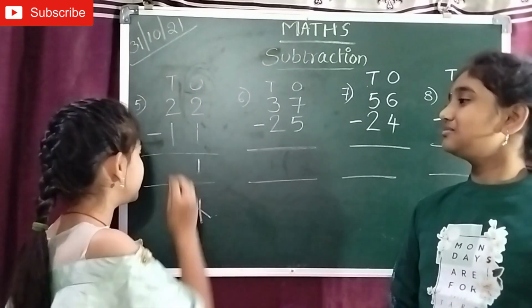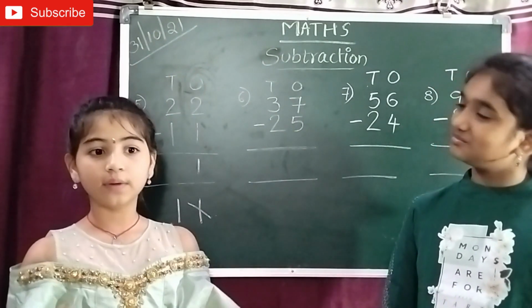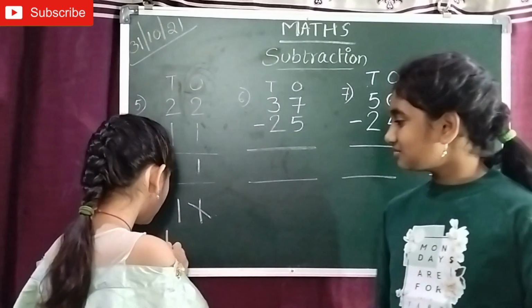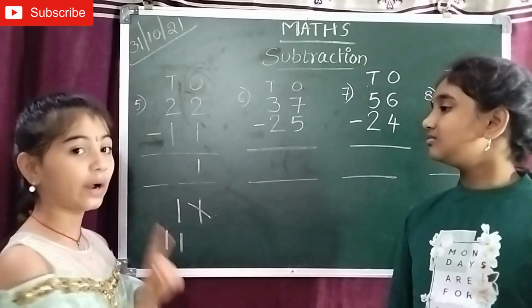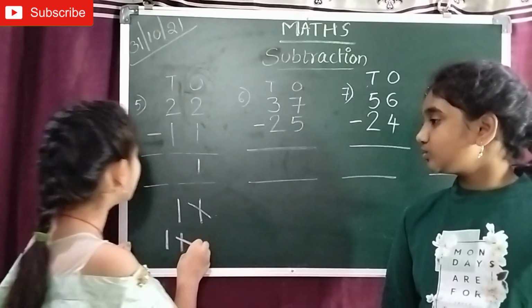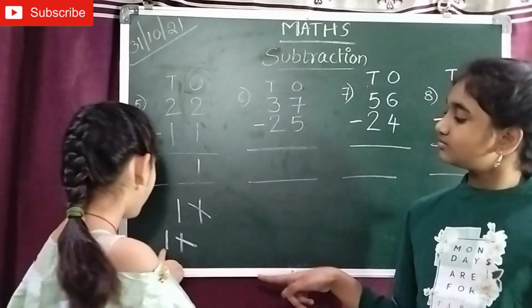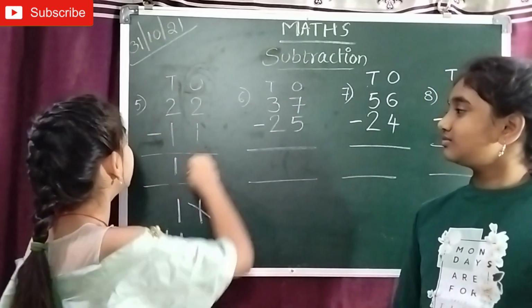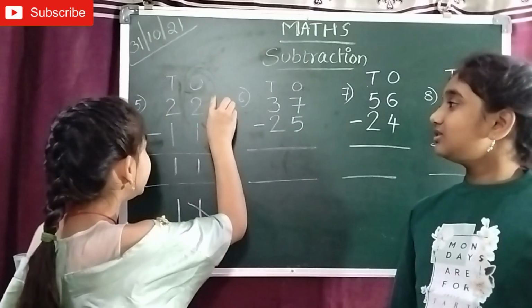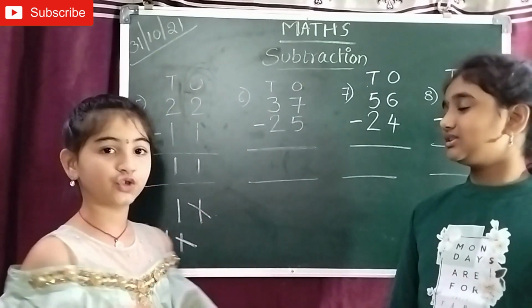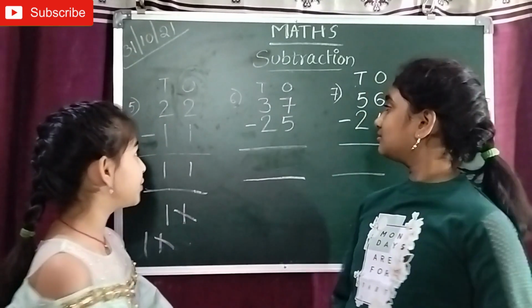In the 10's place there is again 2 minus 1. 2 lines and we should remove 1 line. So how many lines are left? 1. So we should write 1 in the 10's place. 22 minus 11 equals 11. Now let's move on to the sixth example.